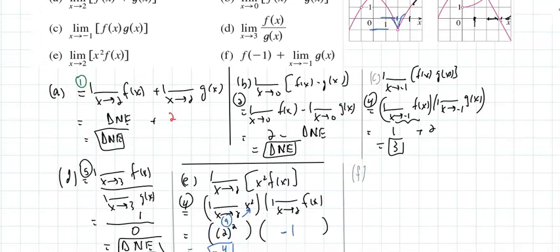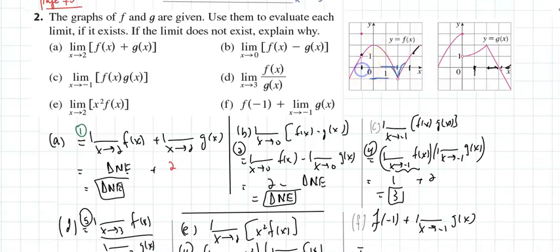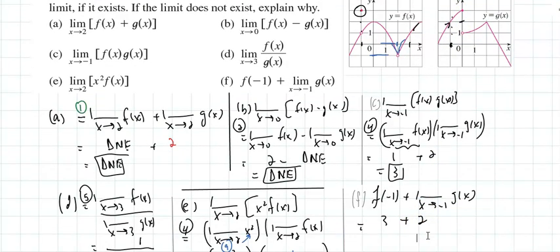And if I take f of negative 1 plus the limit as x approaches negative 1 of g of x, well, f of negative 1, that looks like an ugly f of negative 1. We want this to look pretty. Go to the f function. When x equals negative 1, y equals 3. And the limit as x approaches negative 1 of g, negative 1 is right there. From the left it's a 2, and from the right it's a 2. So that turns out to be a 5.